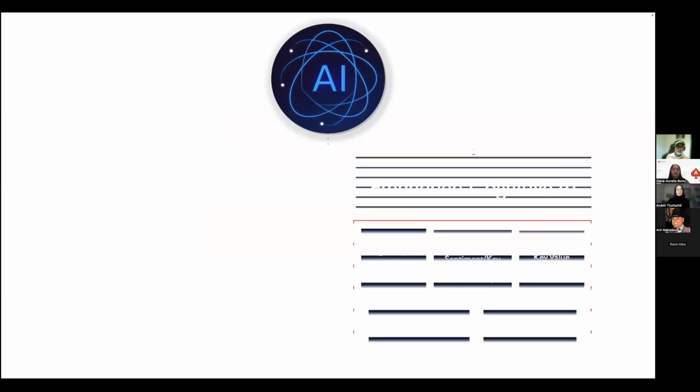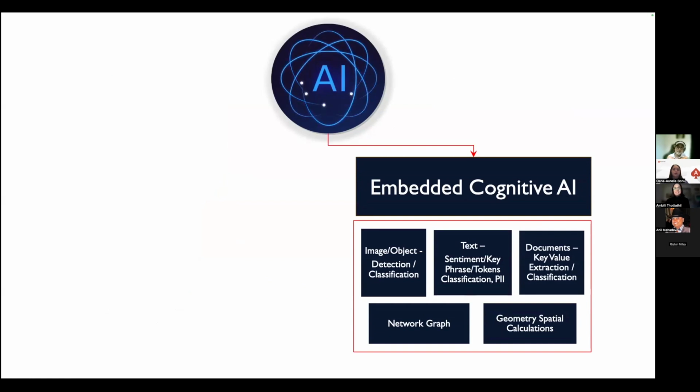Thank you very much. So when it comes to Oracle Analytics, you can divide this AI feature into two main categories on a high level. So one is the embedded AI, cognitive AI, where you can subcategorize it into image object detection or classification. That's a powerful AI feature. And also text-based sentiment analysis and also key phrase or token classification, which is also very important. So when it comes to documents, advanced key classifications and additional capabilities are already there. And there are also features like geometric spatial calculations and also network graph calculations, which are our additions and which are very important and at the same time very powerful when it comes to embedded cognitive AI. So you can take over, Ambili.